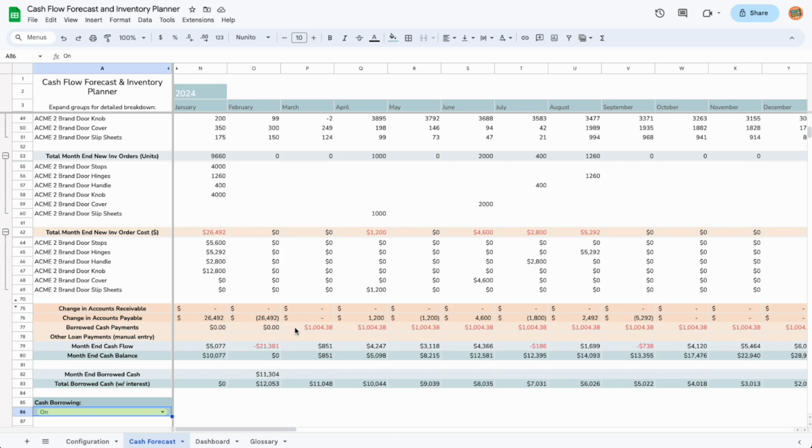Up above that, under the line labeled borrowed cash payments, you can see what those monthly payments would be, and more importantly, you can see how that would impact your cash flow going into the future.